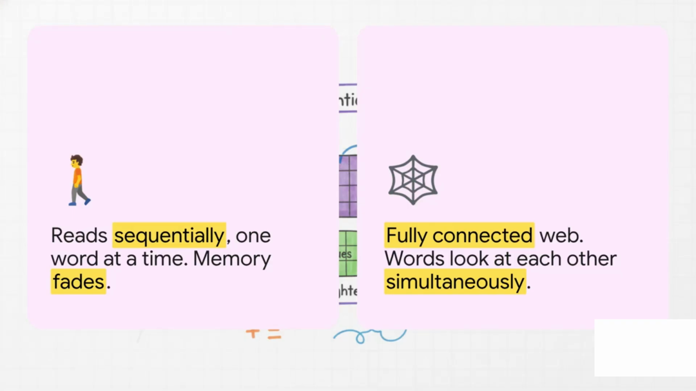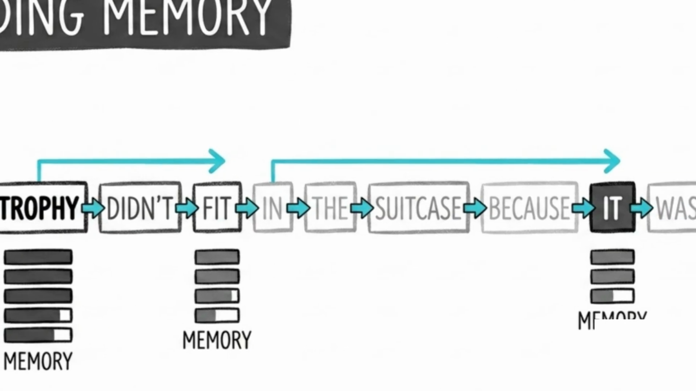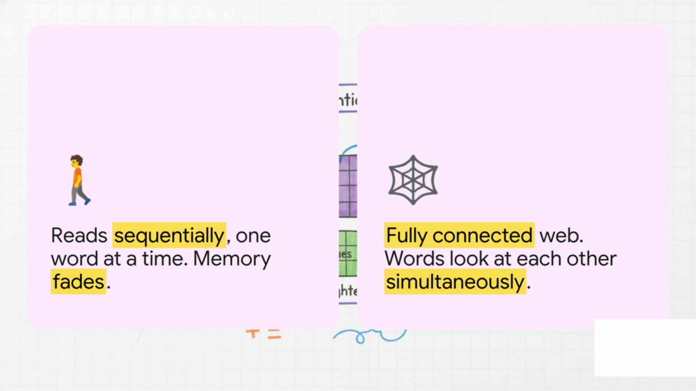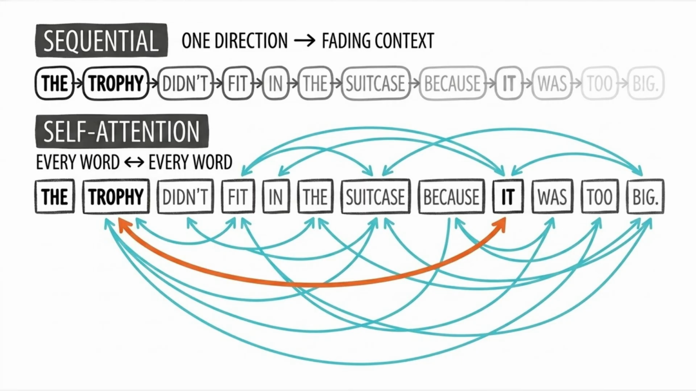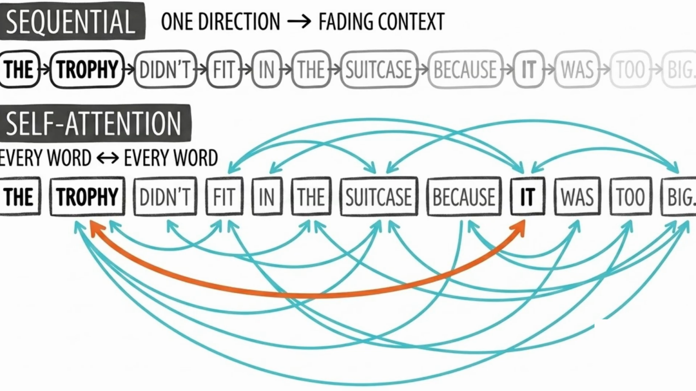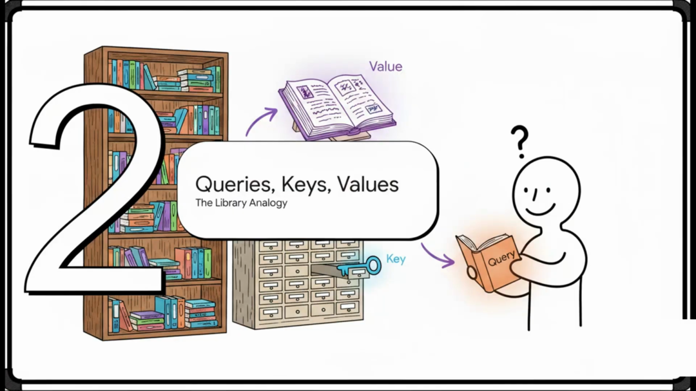Well, legacy models used to read text completely sequentially, literally one word at a time. And because of that, they suffered from what was basically a fading memory bottleneck. By the time the AI reached the end of a long sentence, its memory of the beginning was already totally diluted. But self-attention? It completely shatters that limitation. Instead of a sequential line, it creates a fully connected mathematical web where every single word looks at every other word simultaneously. Which brings us to section 2, queries, keys, and values, the library analogy.